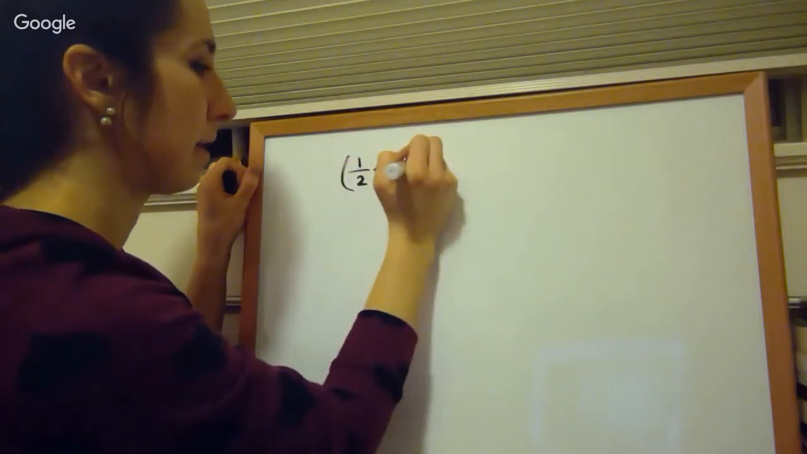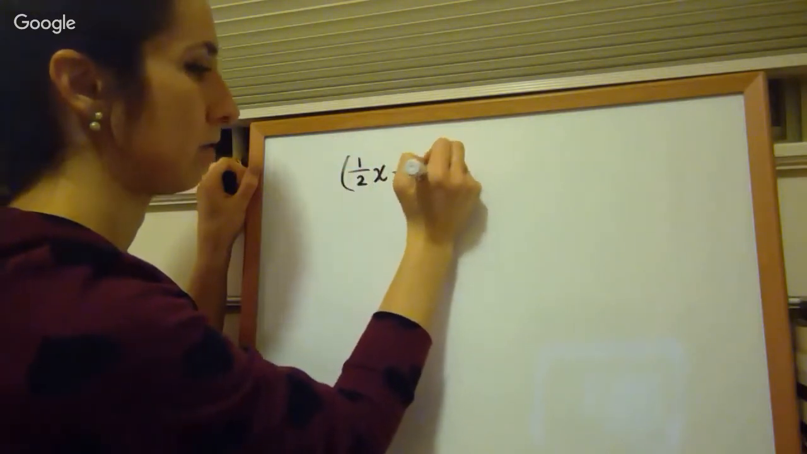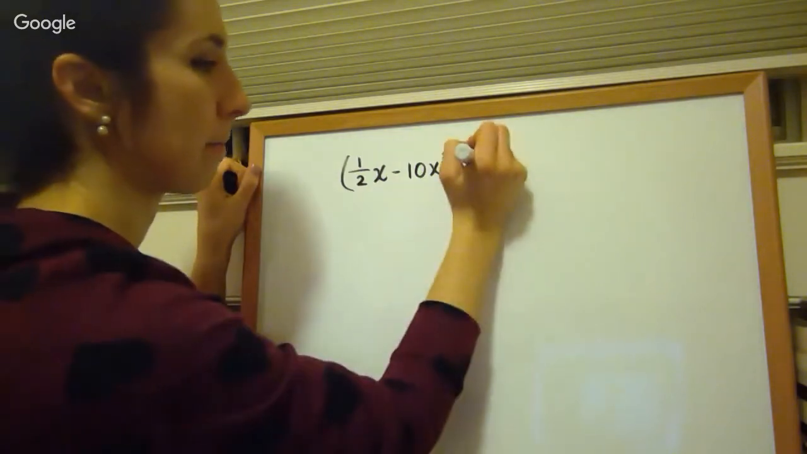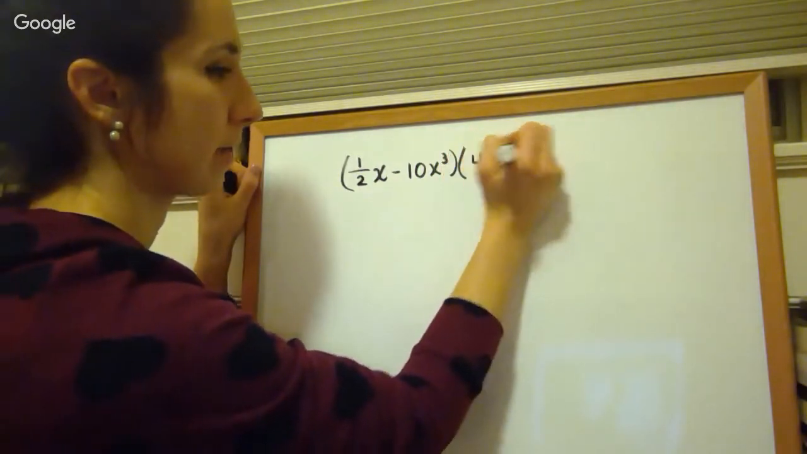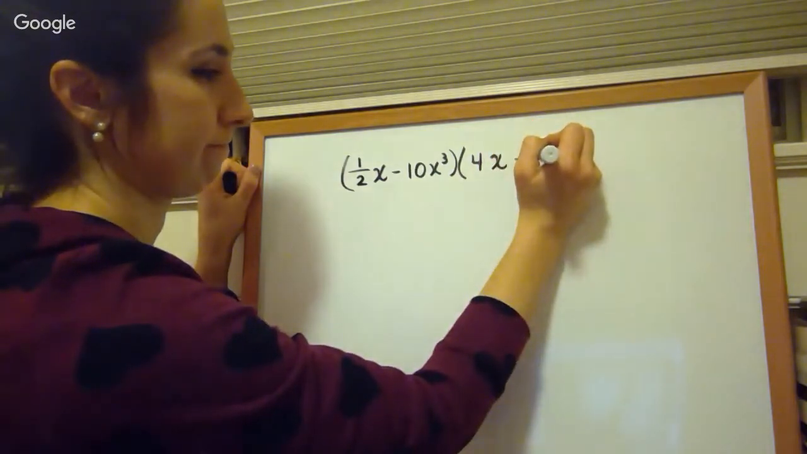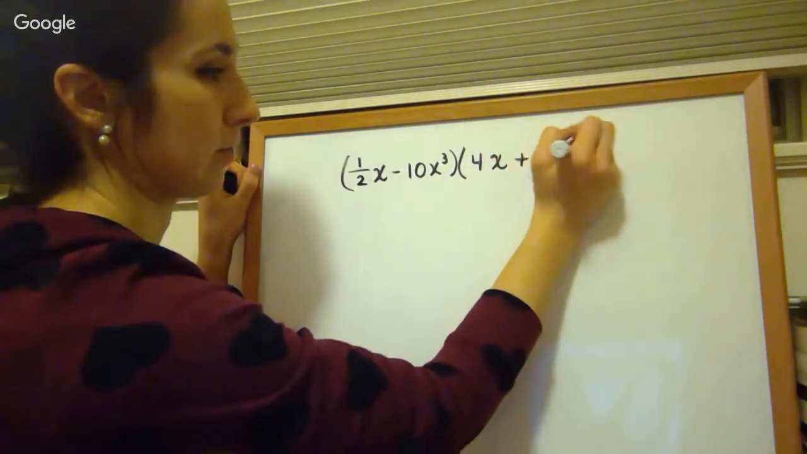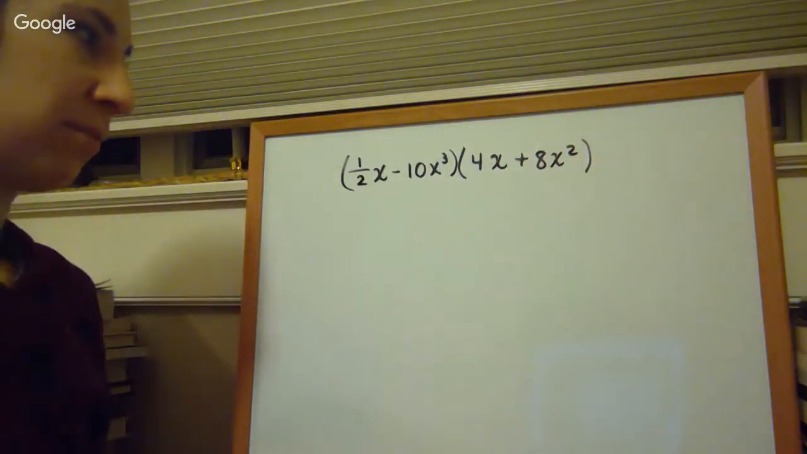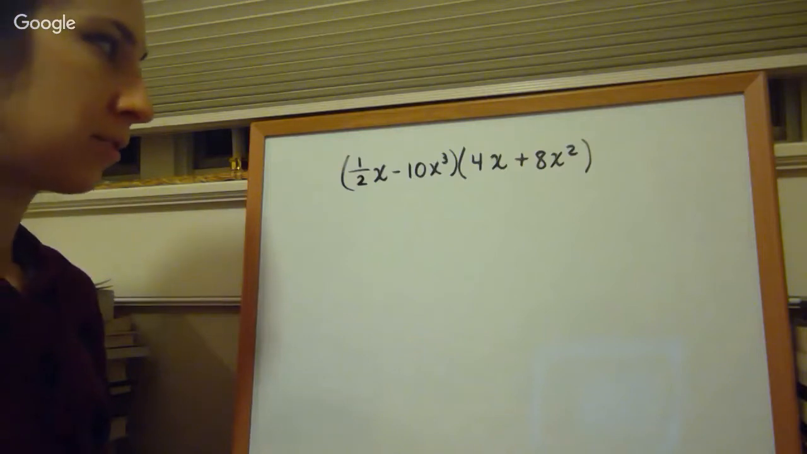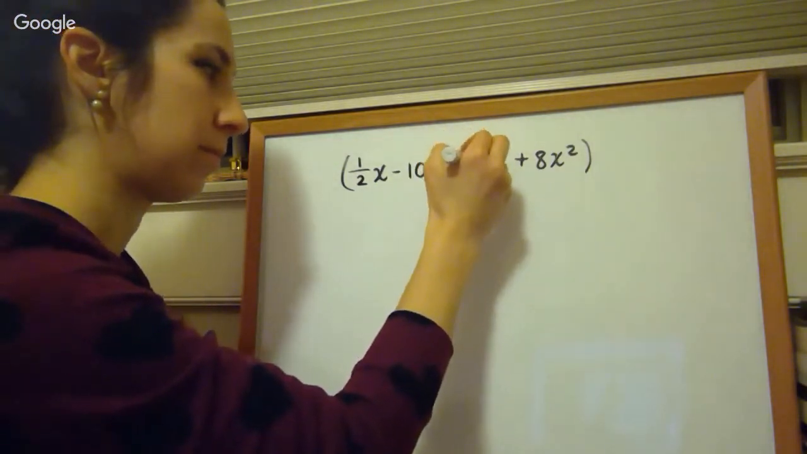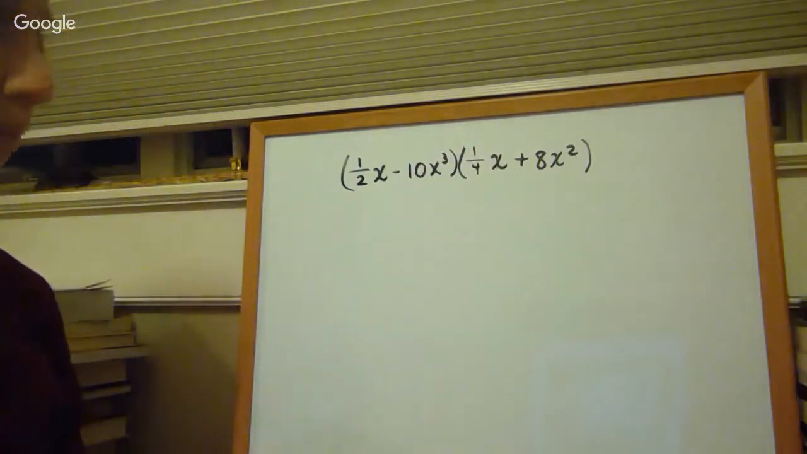1/2 x minus 10x cubed, and we'll multiply that by 4x plus 8x squared. There's only one fraction in there. Should I make it another fraction? Yeah, let's do another fraction. Let's make that 1/4.